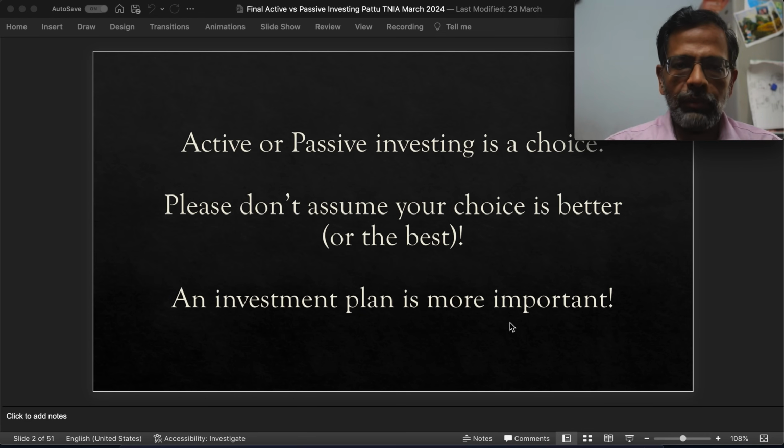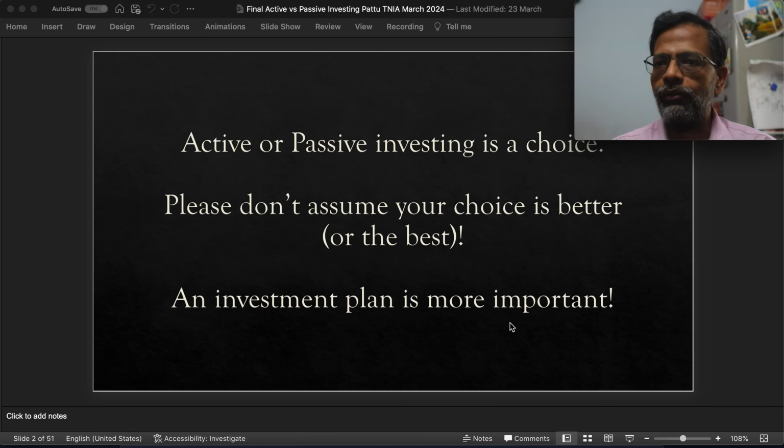So I like to start by saying that active or passive investing is a choice. And what is more important is to have a proper financial plan that is suited for your long term needs and short term needs. After that, what you choose is up to you. So, the first step is to have that financial plan. After that, active or passive investing is a choice.